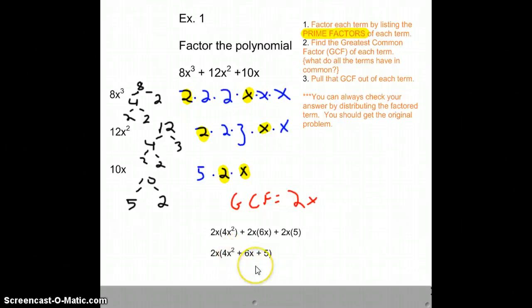Okay, so when we factor something, we want to look for the greatest common factor, and we want to pull that out of every term out to the front. That's essentially what we're doing. Okay, so let's take a look at one more example.